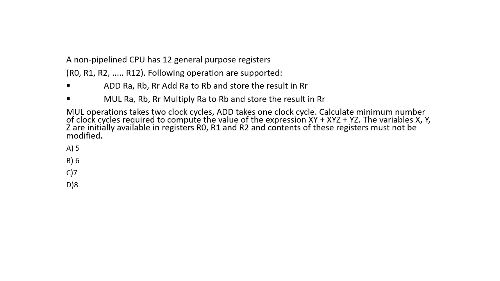The question is to compute the minimum number of clock cycles to evaluate this particular expression, that is XY plus XYZ plus YZ. The registers R0, R1 and R2 have the values X, Y and Z respectively. And the condition is that the register values of R0, R1 and R2 cannot be modified.